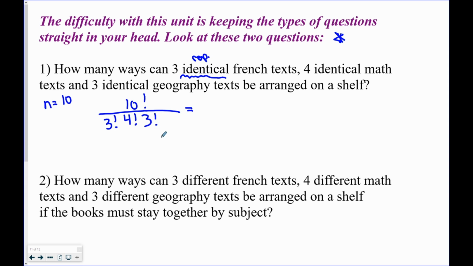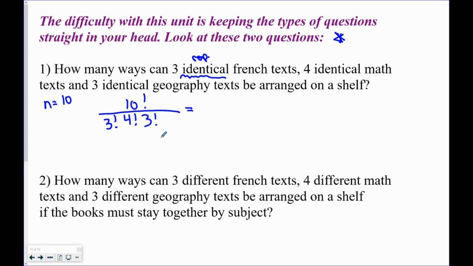I actually didn't calculate it out, and I don't even think I have a calculator handy. I wish I could give you an answer. I found a calculator. Does it have a factorial button? Oh, it does have a factorial button.